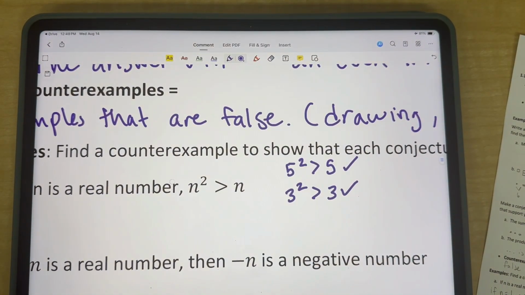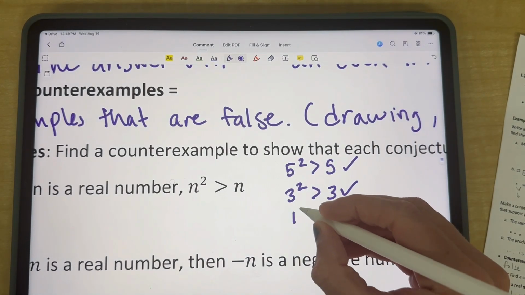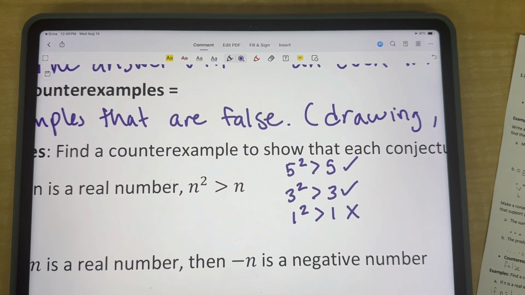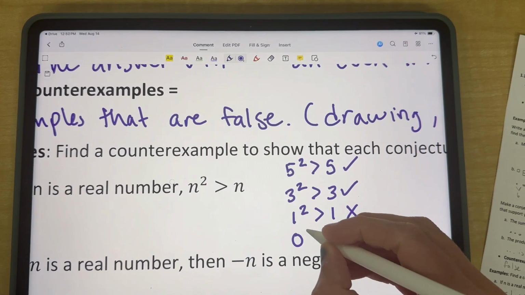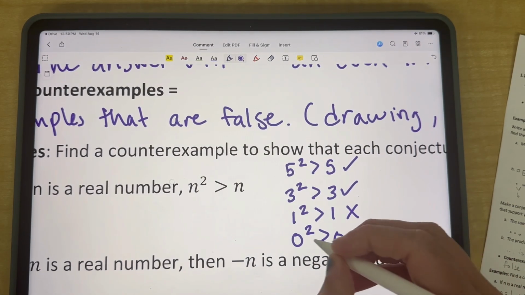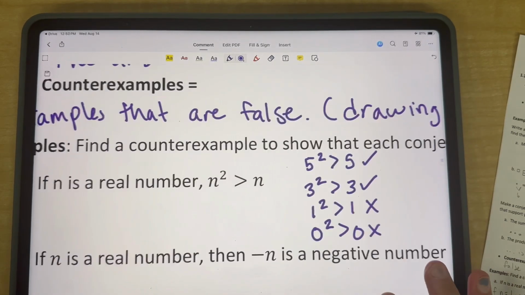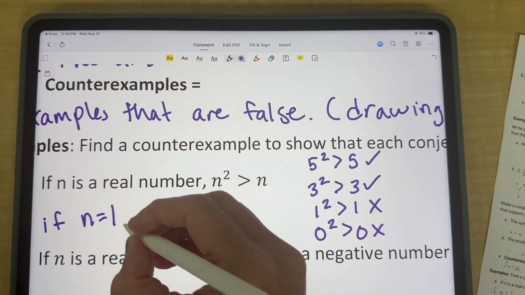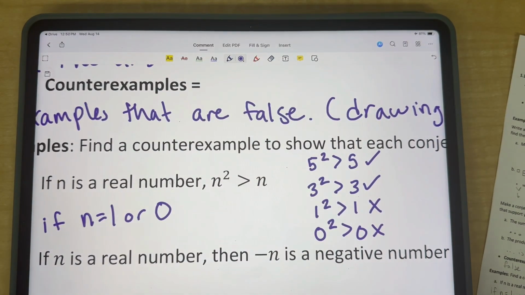What would a false statement be? That's a real number, so a whole number that is positive. What about the number 1? Is 1 squared greater than 1? No, 1 squared is not greater than 1, because 1 times 1 is 1, and 1 is not greater than 1. They would be equal to each other. Another one is 0. What's 0 squared? 0 times 0 is going to be 0. So 0 squared is not greater than 0. So some false examples would be if n equals 1 or if it was 0. Those would both make a false statement when you plug them into the equation.